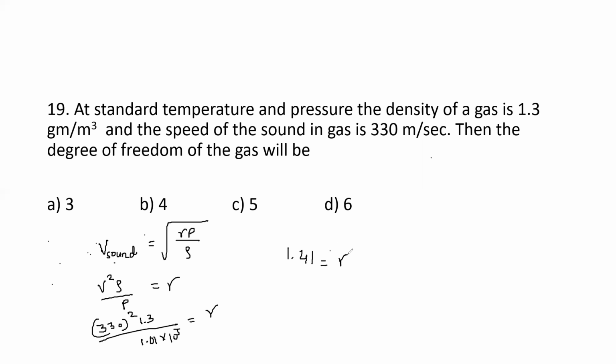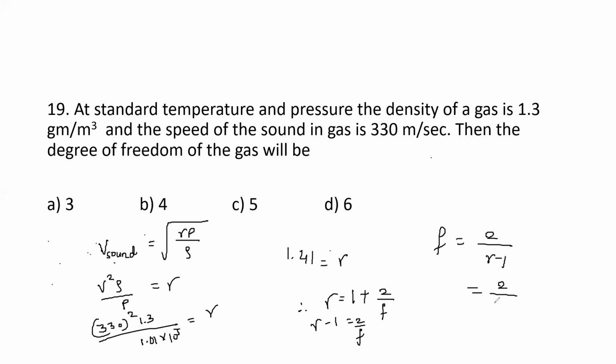What we need to calculate is the degree of freedom. The degree of freedom and the gamma relation is given by gamma is equal to 1 plus 2 divided by F. Therefore, how can we simplify F? We can take the 1 to this side, so it becomes gamma minus 1 is equal to 2 by F. Therefore, F is equal to 2 divided by gamma minus 1.